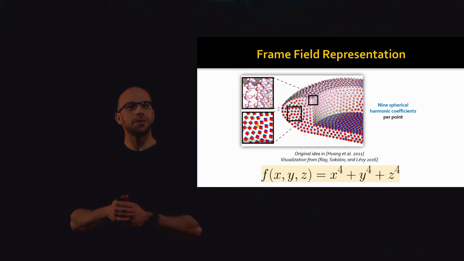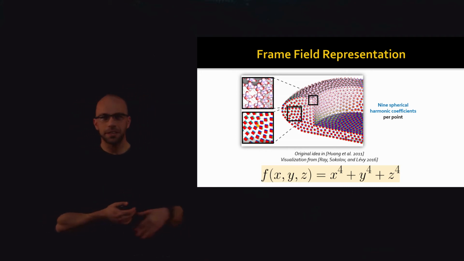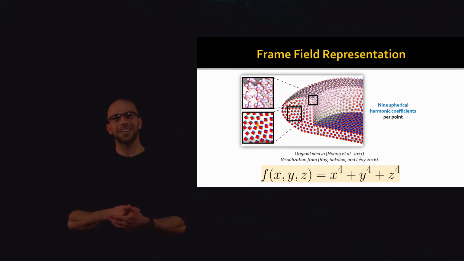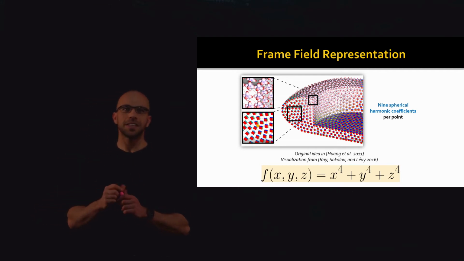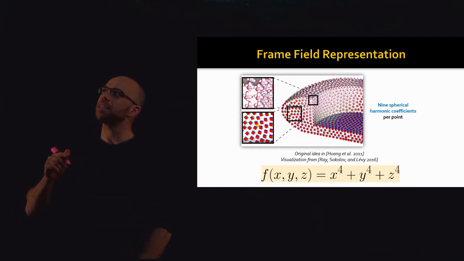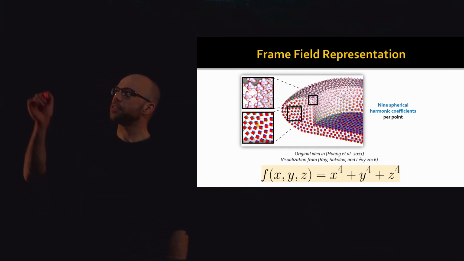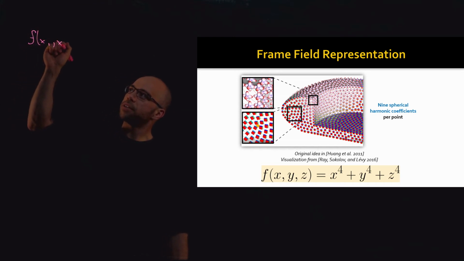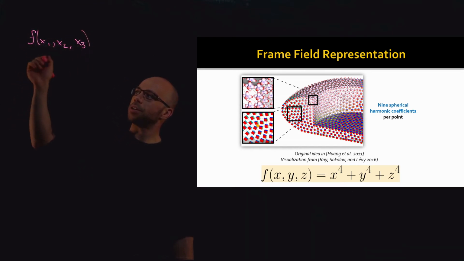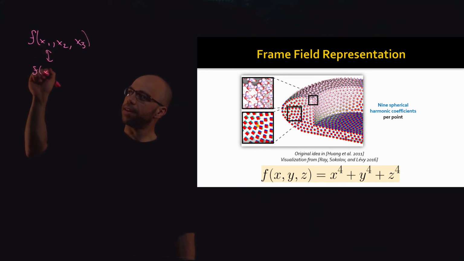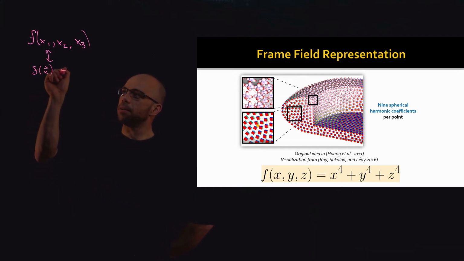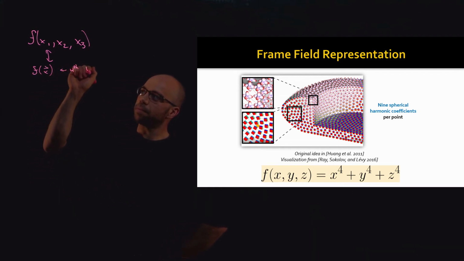So one thing I can do is think of this function as some representation of the frame field that's associated with the x, y, and z axes. So in general, let's say that I switched from f of x, y, z to thinking of, maybe a better way to think about it is, f of x1, x2, x3, or more generally, just f of x like a vector, right? Then this thing is a 4th degree polynomial.